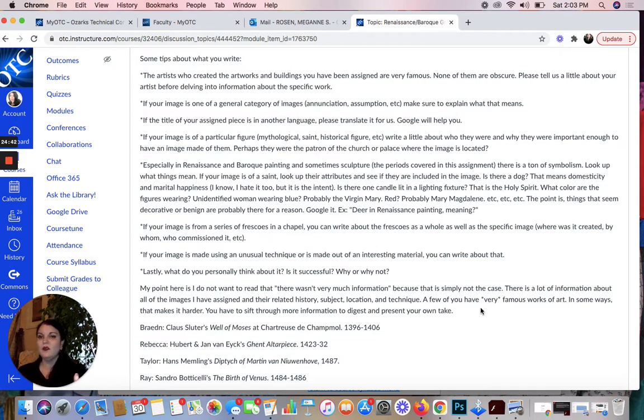Lastly, what do you personally think about it? Not what does Wikipedia think about it, not what does the internet think about it. What do you think about the work? When you look at it, what does it make you think of? Do you think it's successful? Why or why not? Do you wish I'd given you a different image?